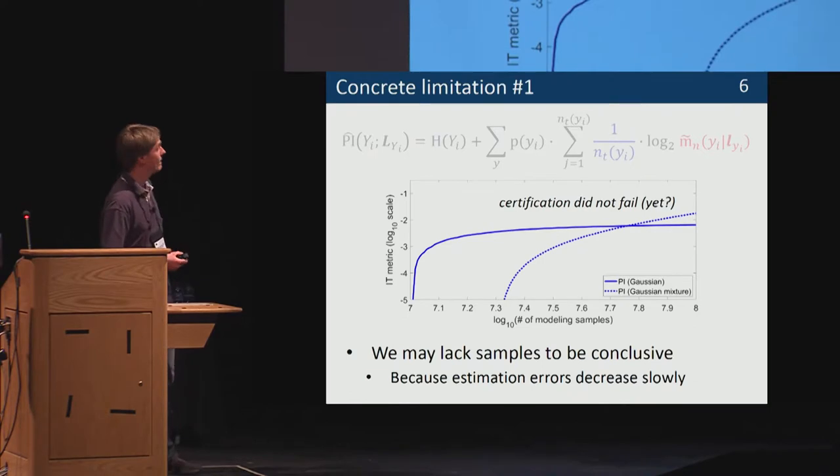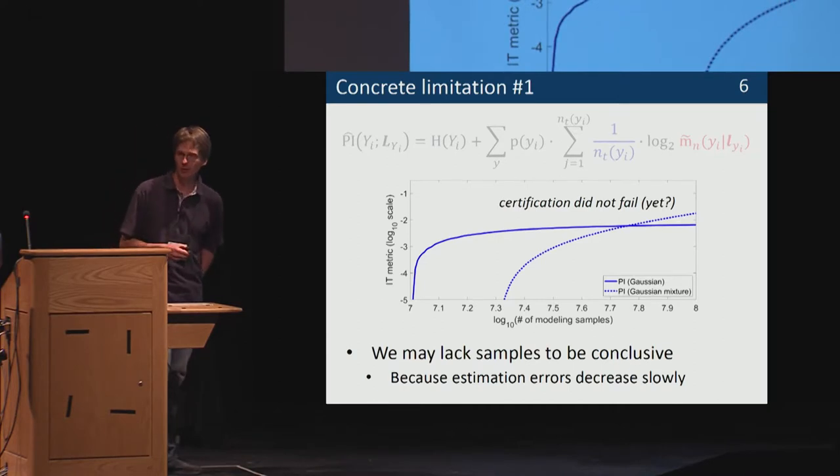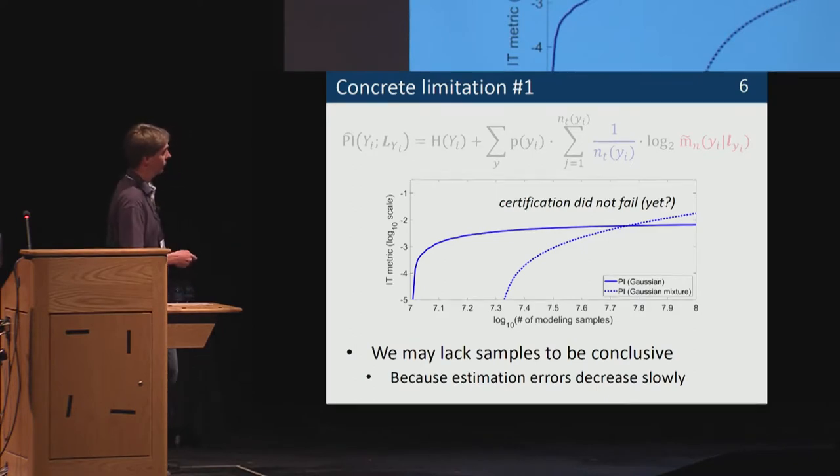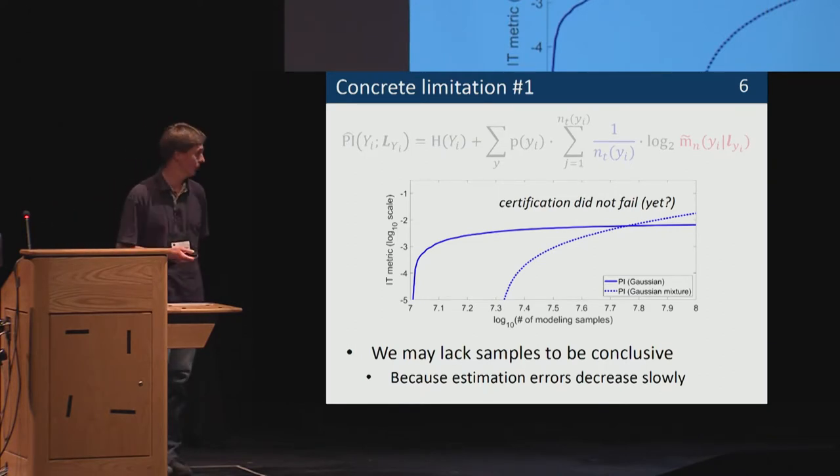So there were limitations to this approach. I would say one first very concrete limitation is that it may, of course, have happened that we lack samples to be conclusive. That's an example where I replaced the Gaussian leakage model with a Gaussian mixture model, which is the dotted curve. And in this context, we see that for the amount of samples that we were able to measure, certification didn't fail yet, which, of course, doesn't mean that it will never fail if we could access more measurements.